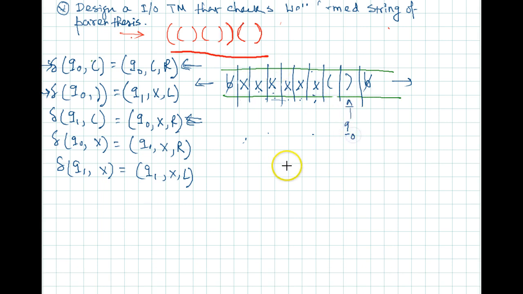We encounter a closing bracket in Q0, and in Q0 if we get a closing bracket, the rule is same: we just rewrite this with X and keep moving towards its left by changing the state, in search of the corresponding opening bracket. So here we are in Q1 and we get the corresponding opening bracket. So we just change this to X and we move right in Q0 in search of closing brackets. So we are here in Q0. In Q0 we get X, so we should keep moving on right.